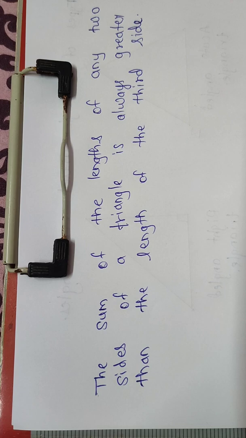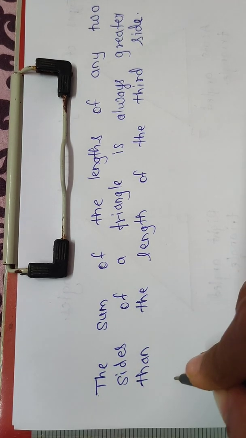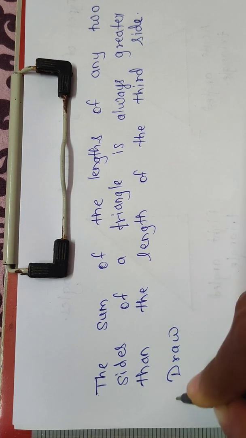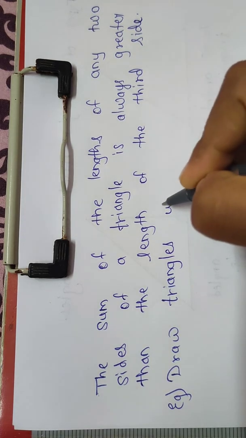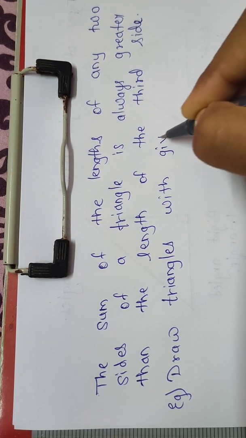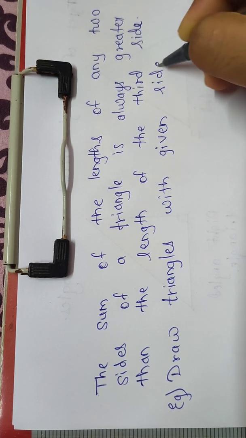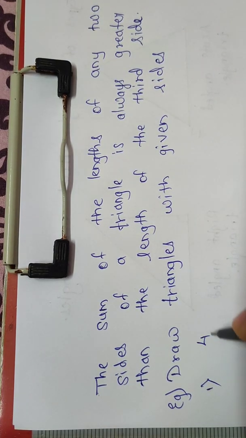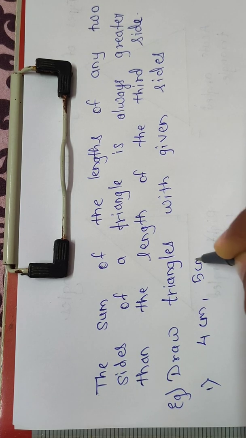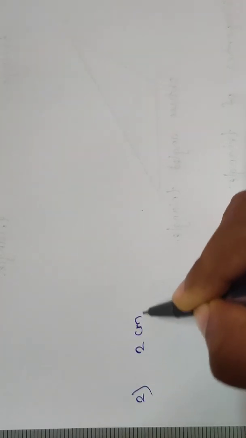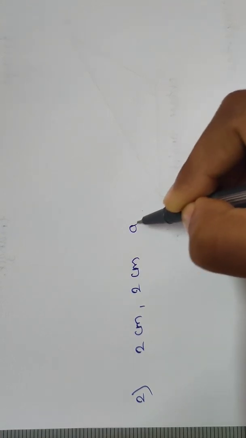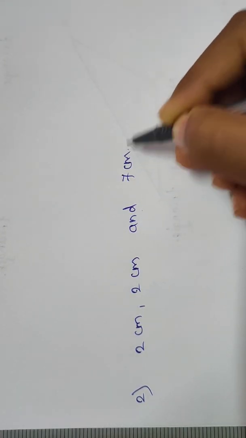First, let's have two examples. Draw triangles with given sides. First example, 4 centimeter, 5 centimeter and 6 centimeter. This is our first example, and second example we will solve. We will draw 2 centimeter, 2 centimeter and 7 centimeter.